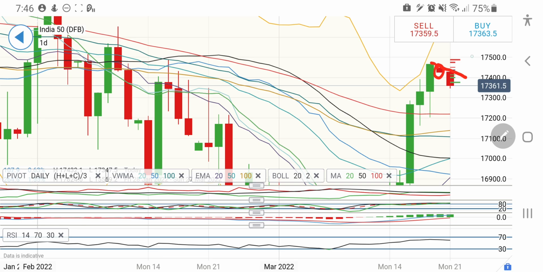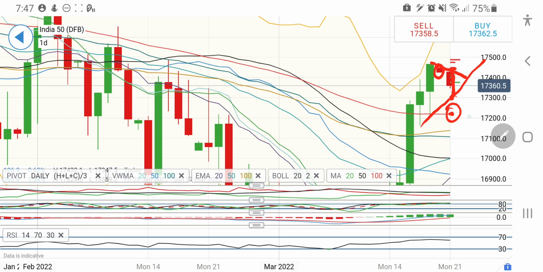So yes, breaking the 17,450 zone is something I'll be looking forward to for a long entry on Nifty. Till the time it remains below 17,450, you can expect it to drop, and the support should come in at around 17,300. So between 17,300 and 17,450, we have to be a little bit cautious. Below 17,300, the support will come into the picture at 17,210.